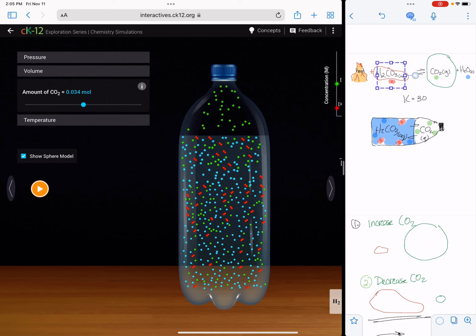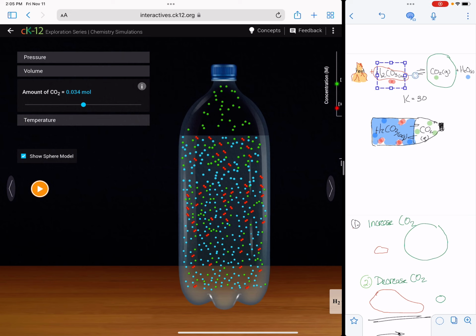So this time, watch that equation. Keep watching the equation. Keep watching it. There we go. We're throwing in all the CO2. It stopped. And now we're making more H2CO3. And you can see how making more of it is bringing that K number down, and we've reached equilibrium.